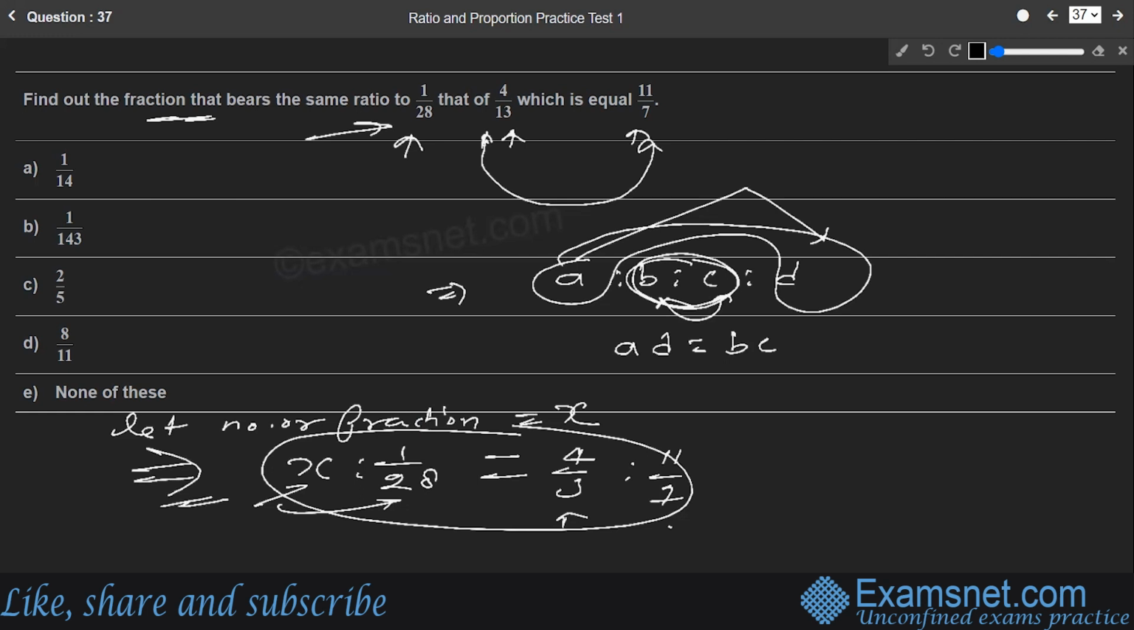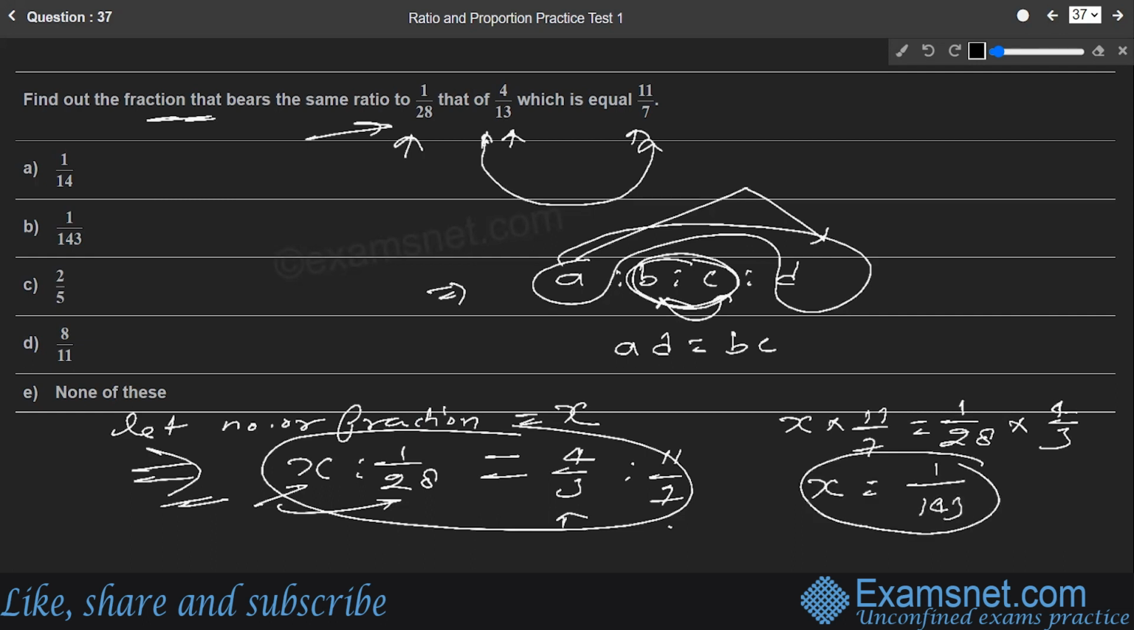So we have the numbers A is to B is to C is to D connected in this way. So here also we can do product of outer terms. Outer terms are x and 11 by 7, so we can multiply them. x into 11 by 7 is equal to the product of the inner terms, those are 1 by 28 into 4 by 13. Okay, so if we solve this further, the x value is coming out to be finally 1 by 143. So this is the ultimate x value, which is available in option number B, and that is going to be the right fraction.